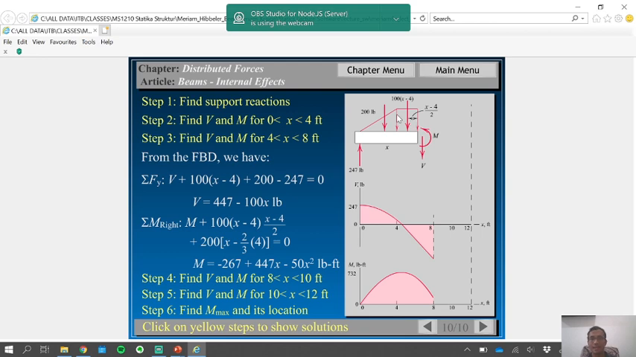And for the area there, because just now the w is 100 lb per feet, we multiply 100 with the distance from this to this, which is x minus 4. So this is the representative of the concentrated force, 100 multiplied by x minus 4.